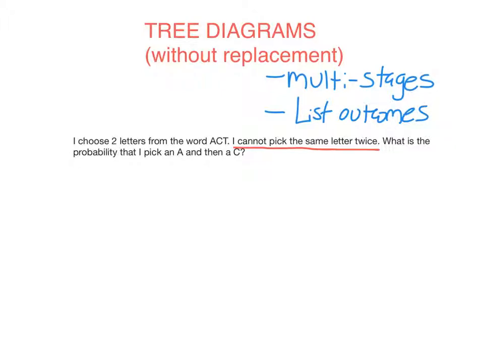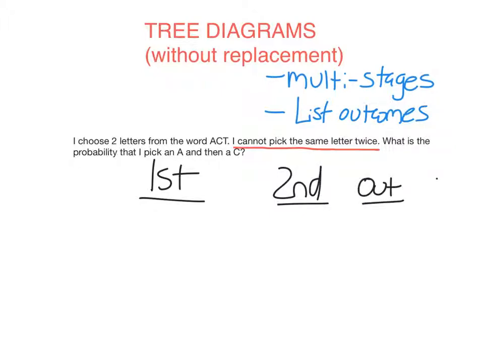So how do we construct the tree diagram? Well, we do it very similar to how we were doing last lesson. So we have first stage, second stage, and then we just write the outcome, and we can also write the probability. Okay, so first stage here, I can pick an A, a C, or a T. I can pick any of those three letters.